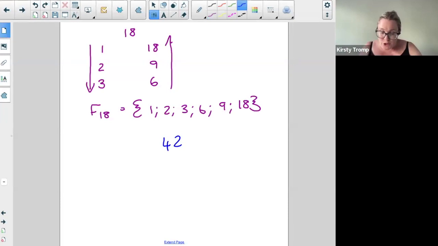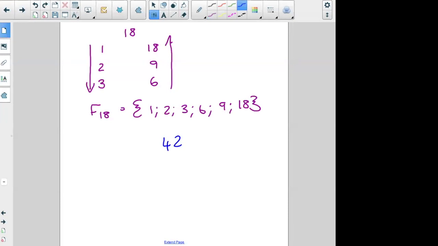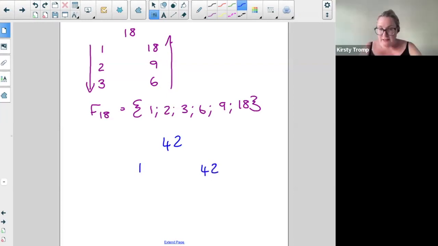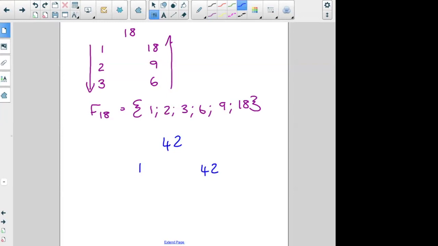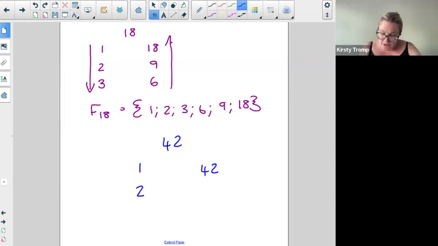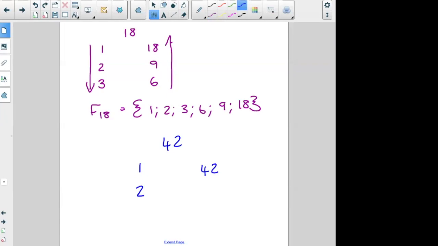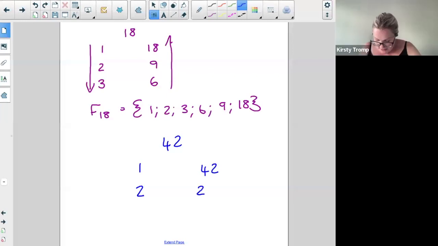Okay, 42. Itandile, can 1 go into 42? Yes, ma'am. So I go 1 and 42. Can 2 go into 42? Yes, ma'am. So I go 2. What's 42 divided by 2? 21. Good. So 2 and 21. It's kind of like 2 and 21 are partners. Do you agree? Yes, ma'am.